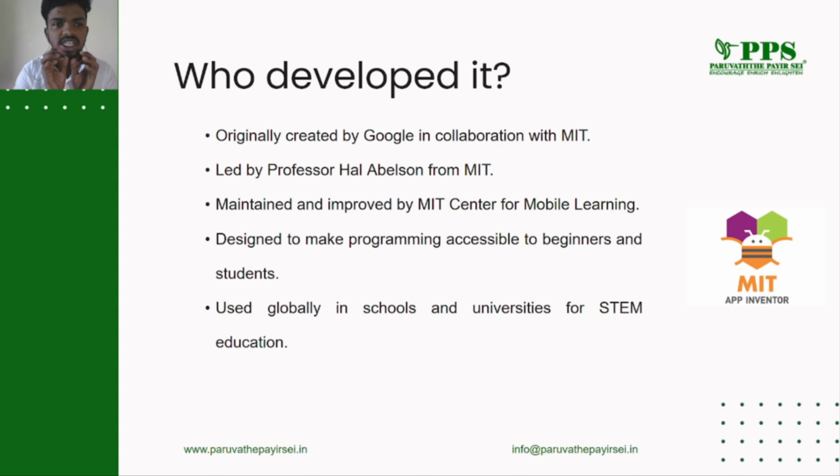So, who developed this? MIT App Inventor was originally developed by Google in 2009 under Professor Hal Abelson from the Massachusetts Institute of Technology, that is MIT. In 2012, Google officially handed the project over to MIT, who maintain it now. It's used globally in schools and universities for STEM education. Not only STEM education, you can see a lot of opportunities and competitions in our country. You can easily build your project without any coding knowledge, and it's maintained and improved by the MIT Center for Mobile Learning now.